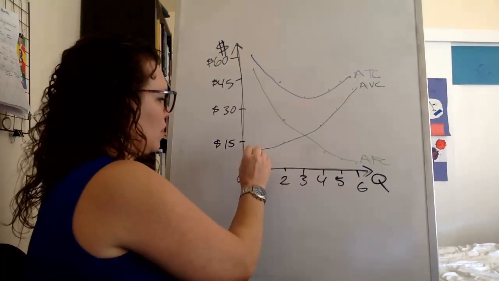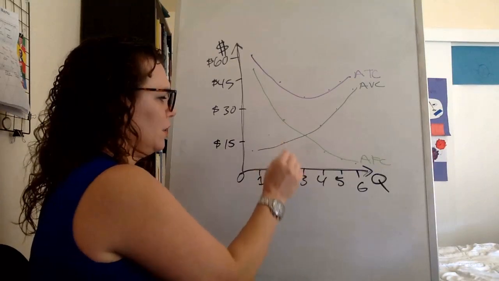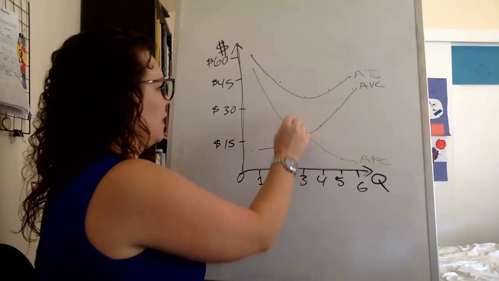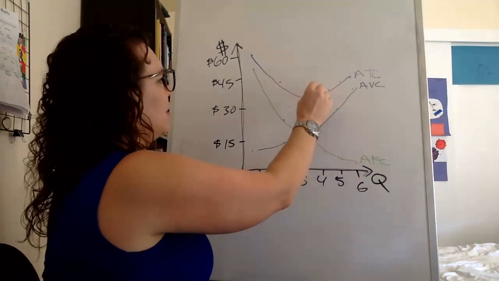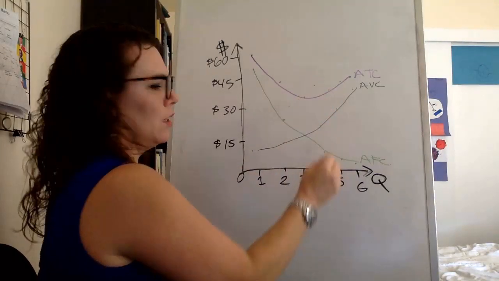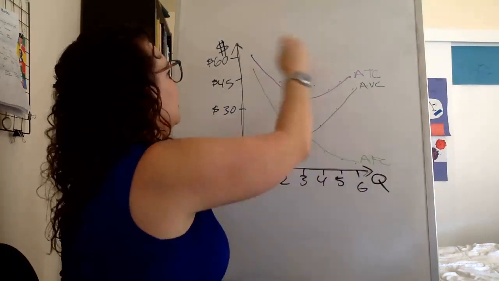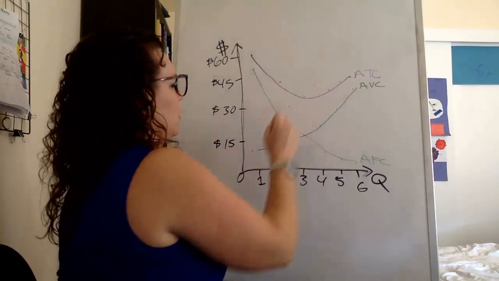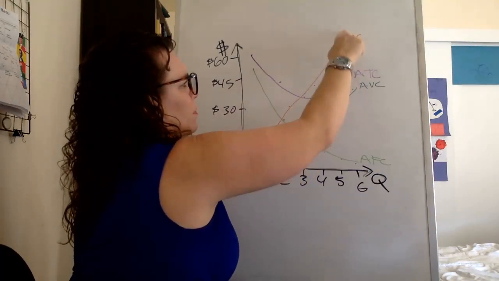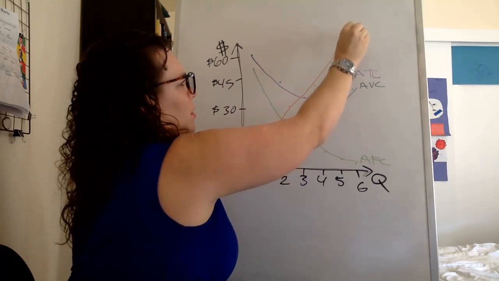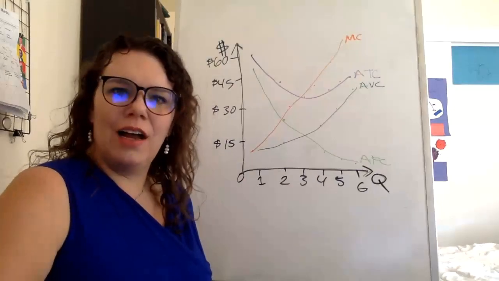So marginal cost of the first unit is $10. Marginal cost of the second unit is $20. Marginal cost of the third unit is $30. Marginal cost of the fourth unit is $40. Fifth unit is $50. Sixth unit is $60. There's our marginal cost curve. Cool? That looks about right.